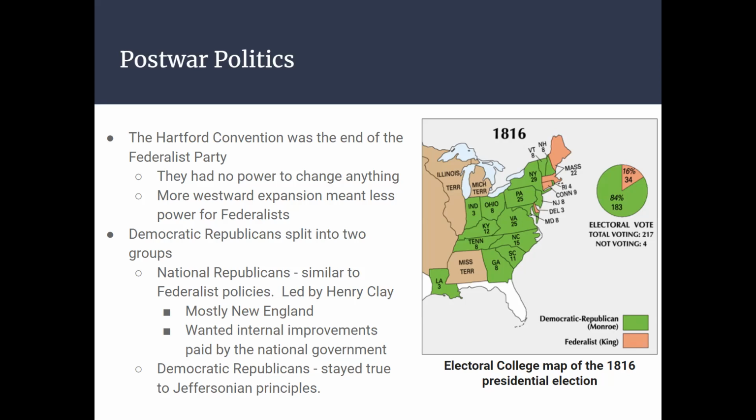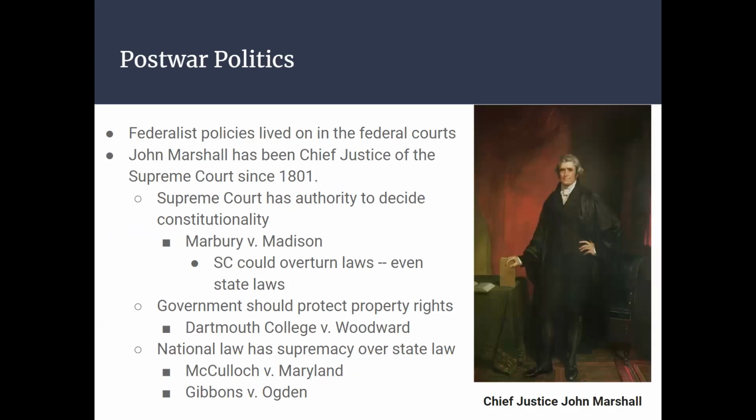Most of these National Republicans live in New England, and they want things like internal improvements paid by the national government. They want the national government to build new roads and new canals paid by the national government for use of the states and the people. Democratic Republicans stay true to Jeffersonian principles. Smaller, limited government, no internal improvements, no standing army, stuff like that.